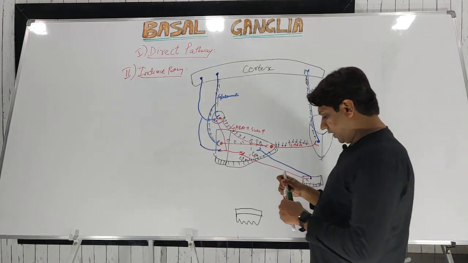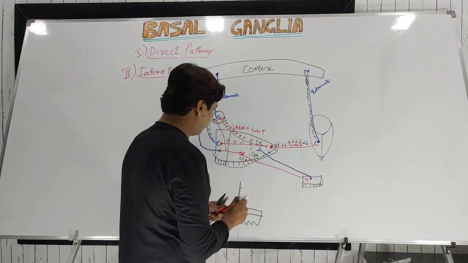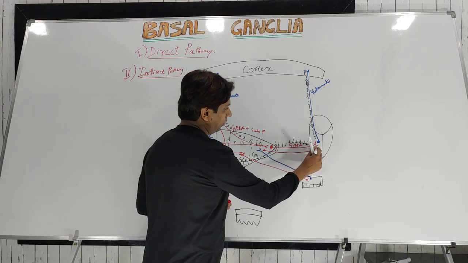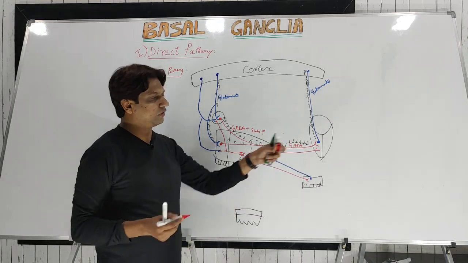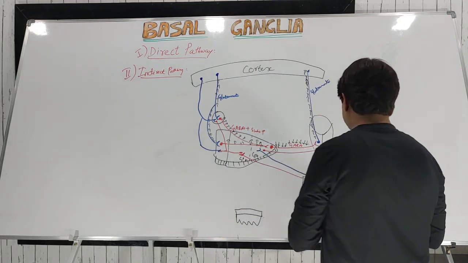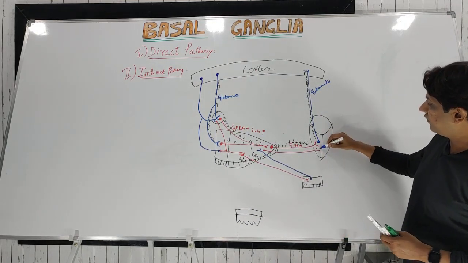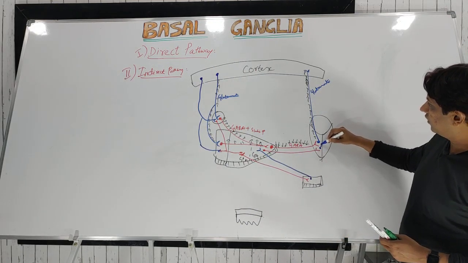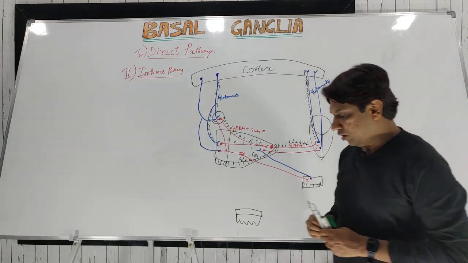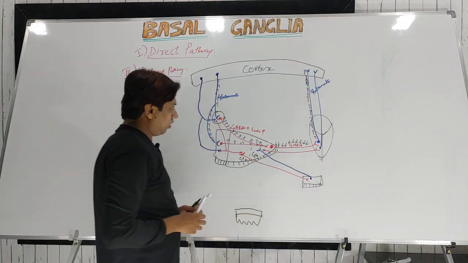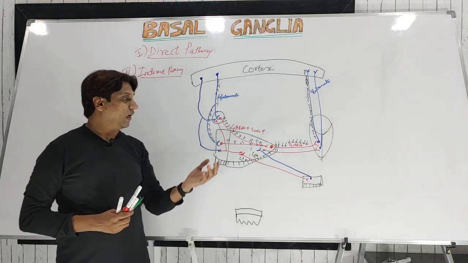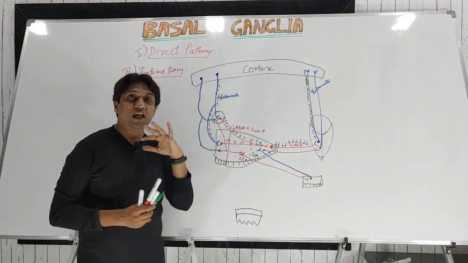Now the rest of the pathway is similar. From the globus pallidus internus, GABAergic fibers go to the thalamus, the ventroanterior and ventrolateral nuclei of the thalamus. Again, glutamatergic fibers go to the motor cortex or the cerebral cortex. Now as I said, the direct pathway is an excitatory pathway, and the indirect pathway is an inhibitory pathway.